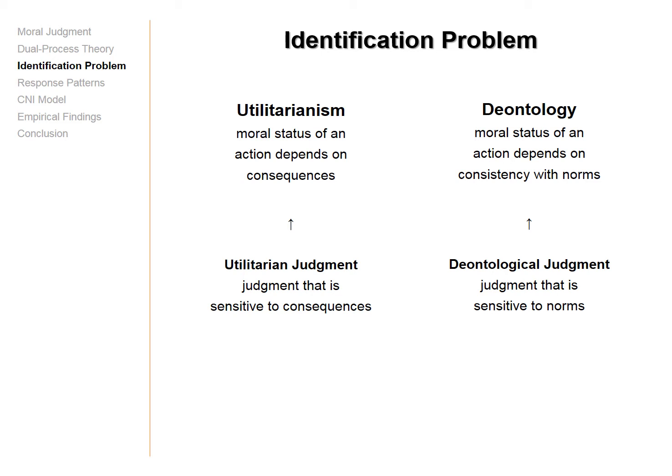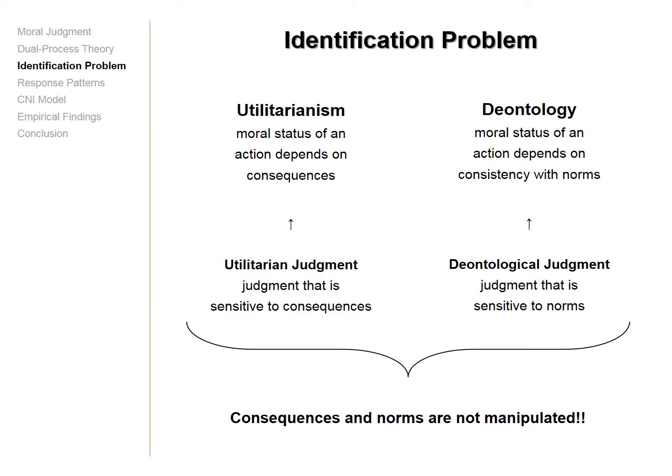So how can we know that a judgment is sensitive to consequences and norms? From a basic research methods view, the answer is actually very simple. We need to manipulate them. To find out whether judgments are sensitive to consequences, we need to manipulate consequences and investigate whether judgments differ across conditions with different consequences. To find out whether judgments are sensitive to moral norms, we need to manipulate norms and investigate whether judgments differ across conditions with different norms. The problem with most previous moral dilemma studies is that, aside from a few exceptions, consequences and norms are hardly ever manipulated.